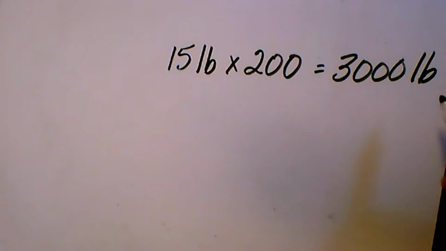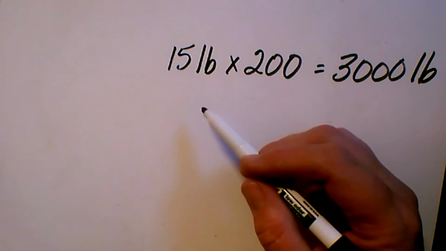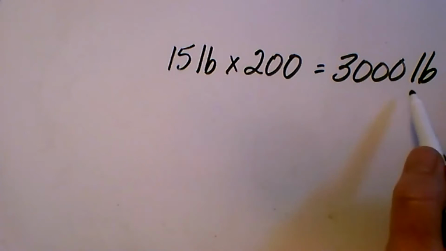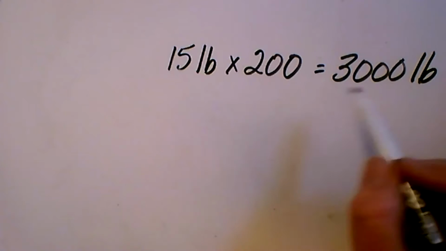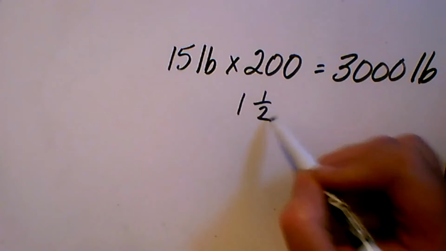So if we look at the chart that your students just filled in, we can make the conversion that 2,000 pounds is a ton. So how many tons does the car weigh? It weighs 1.5 tons.